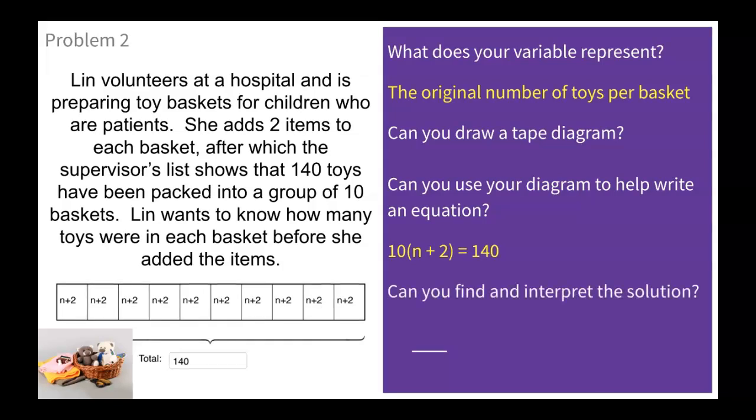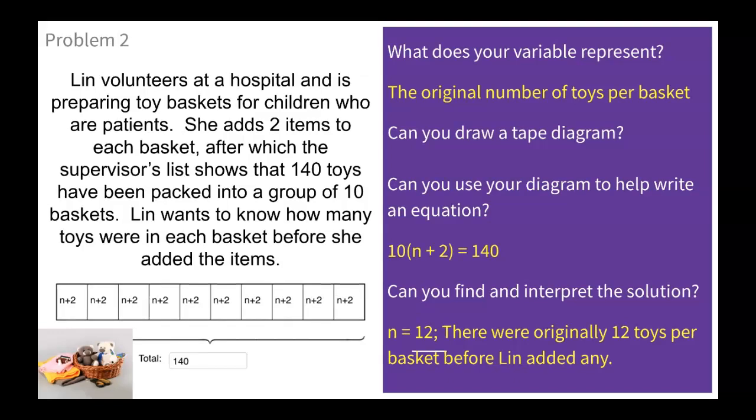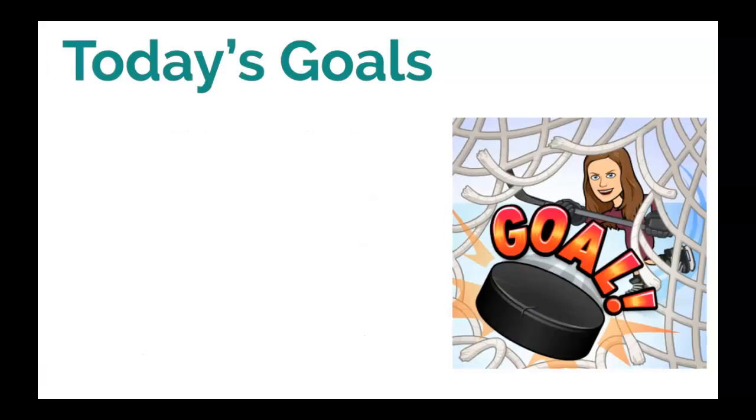And then last step, go ahead and find and interpret the solution. You could solve this many ways. I would probably do 140 divided by 10, and then subtract 2 from that answer. So we have n equals 12, and that just means there were originally 12 toys per basket before Lynn added any.